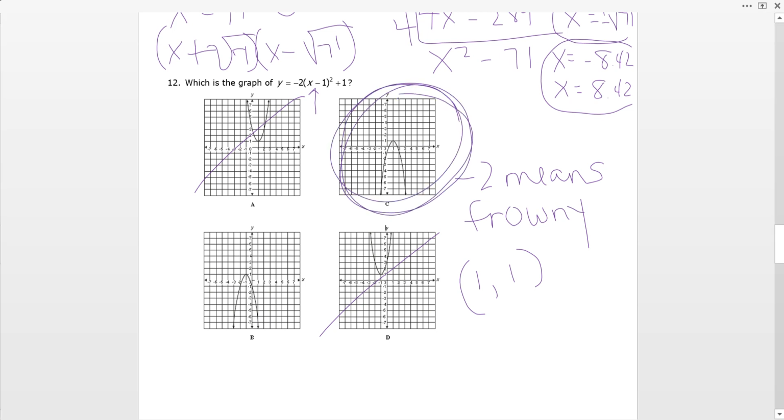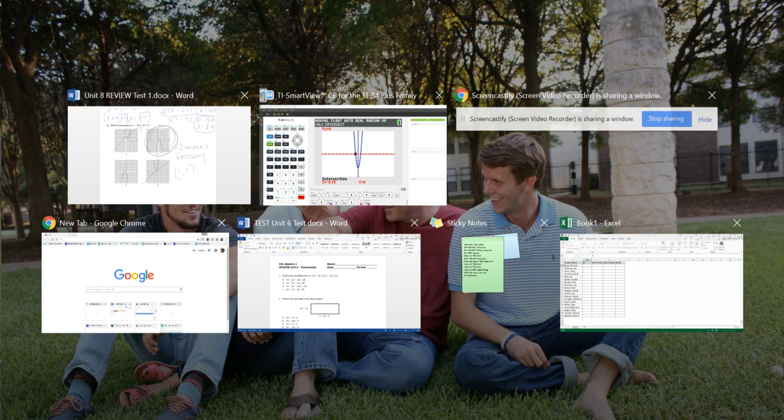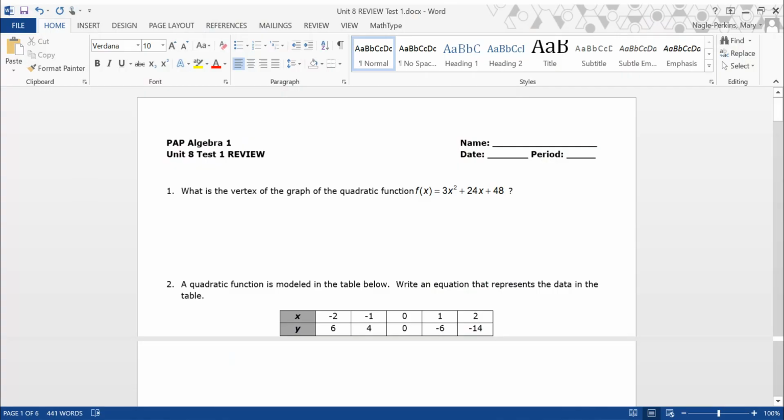I'm going to go ahead and put it in my calculator and double check that that's actually the truth. So I can put it in just like it is: -2, parenthesis, x minus 1, parenthesis, squared, plus 1. And I already have my 0, so I can graph it. Oh, look at that, it is C. How about that? Wow. Yeah, we're awesome.